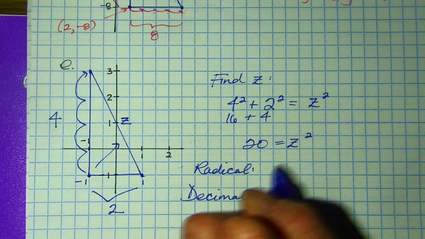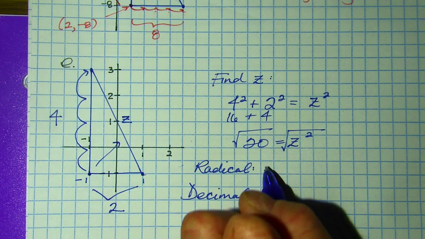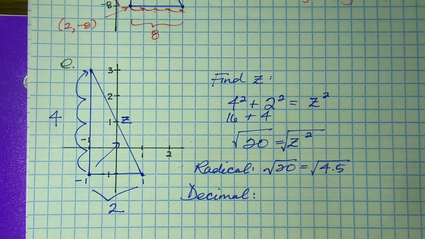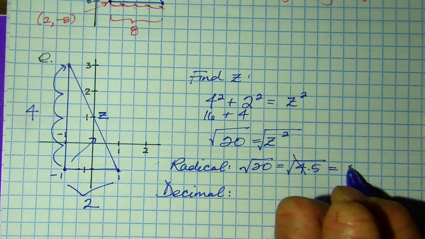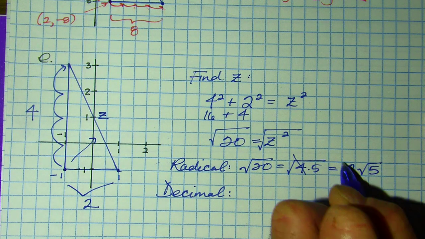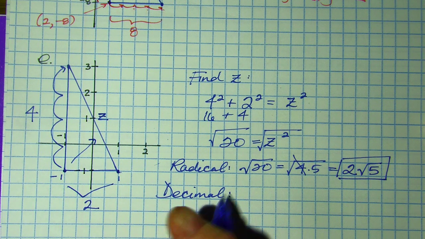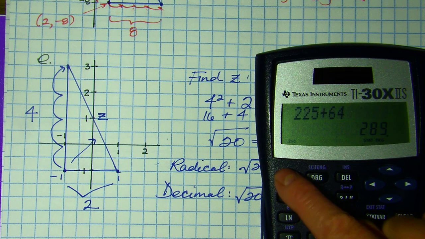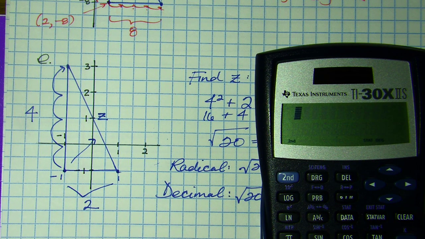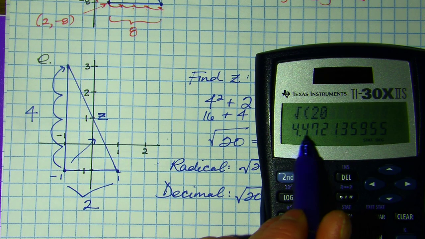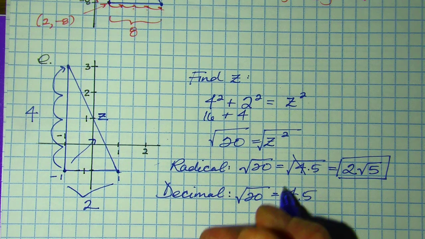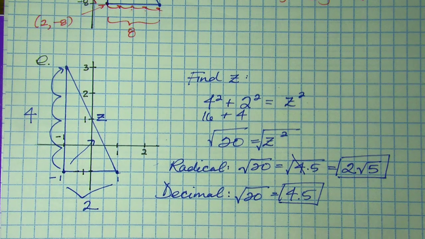So radical form, I have to finish this. The square root of 20 is the same as the square root of 4 times 5. The square root of 4 is 2. I don't know the square root of 5, so there's the radical form: 2 root 5. For the decimal form, we just use our calculator and hit the square root of 20. You might have to go Shift, square root button, 20. It says to round to the nearest tenth. So here's the tenths place, so the 7 rounds the 4 up, so 4.5. And so there are your two answers.